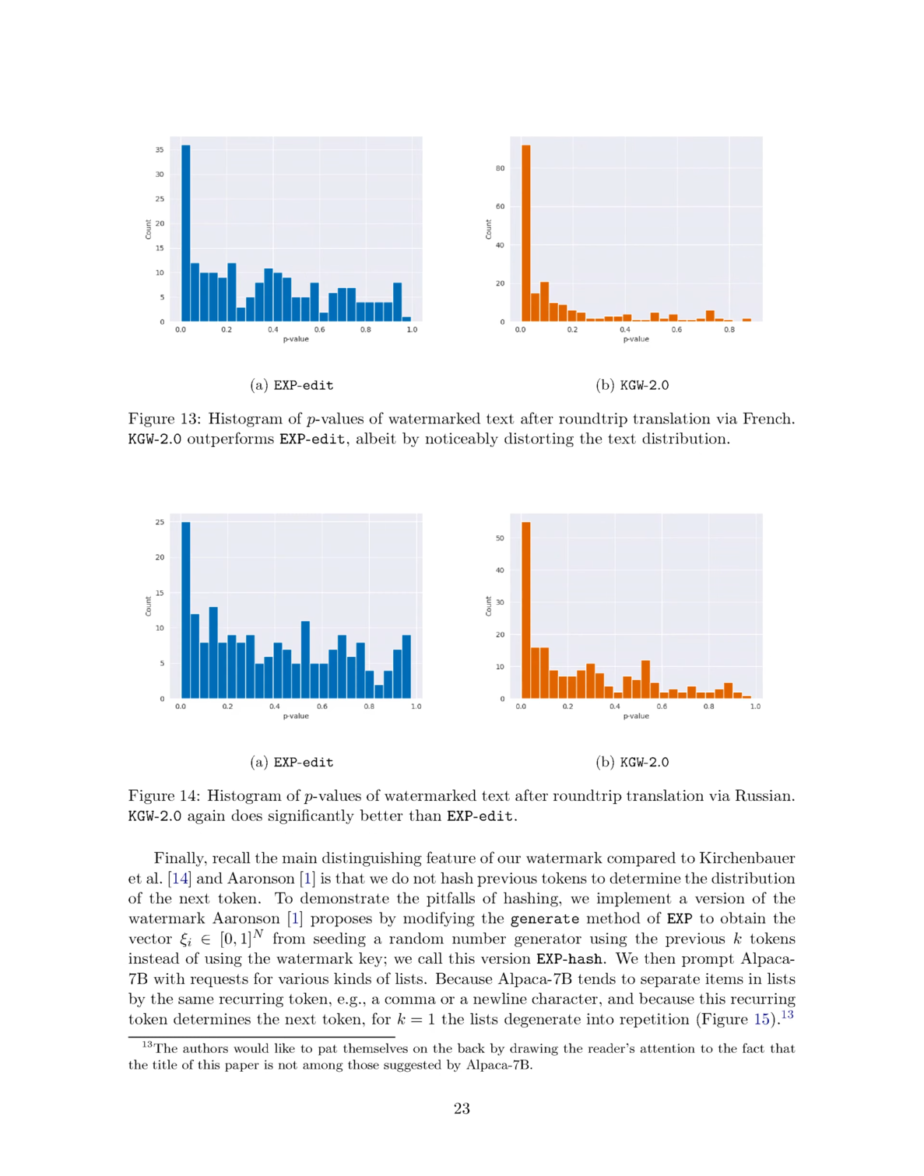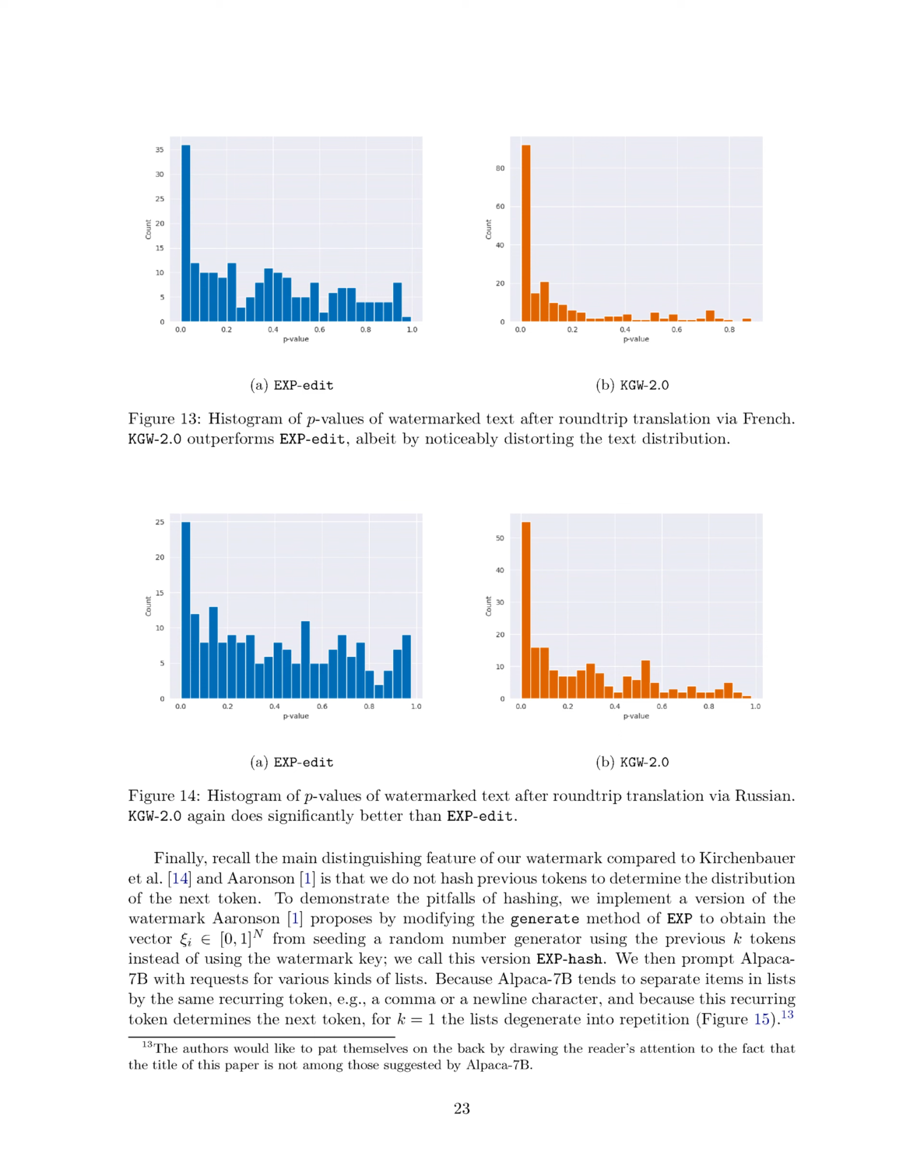It's important to note that our watermark doesn't use hashing of previous tokens to determine the distribution of the next token. To illustrate the problems with hashing, we created a version of the watermark that uses the previous k tokens to seed a random number generator instead of using the watermark key. We call this version Express Hash. We then prompted Alpaca 7B with requests for various types of lists.